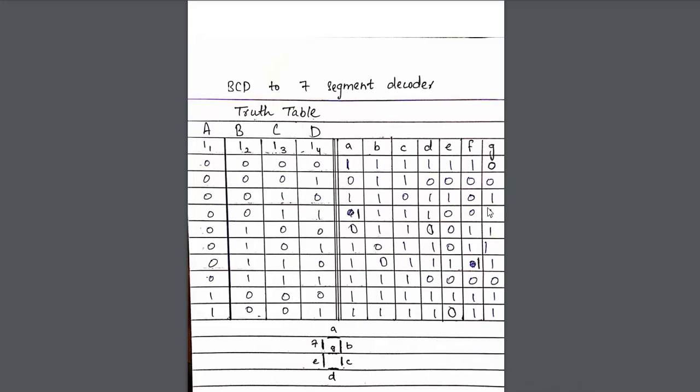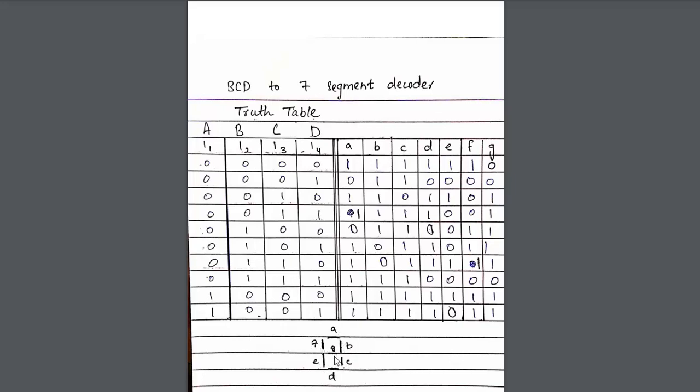Now I will give you a brief explanation of how this BCD to 7-segment decoder works. As we know, BCD numbers are in the form of 4 bits, which means that 0000 means 0, and 0001 means 1, 0010 means 2, so on up to 1001, which is 9. This means that if I have to show 0 on this 7-segment display, the LEDs that would have to be on would be A, B, C, D, E, and F.